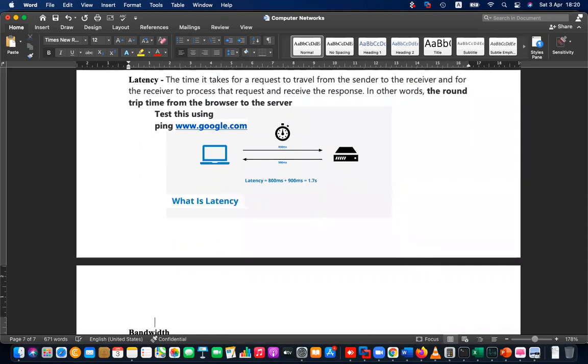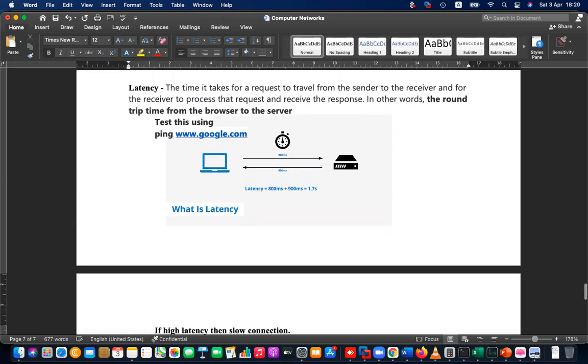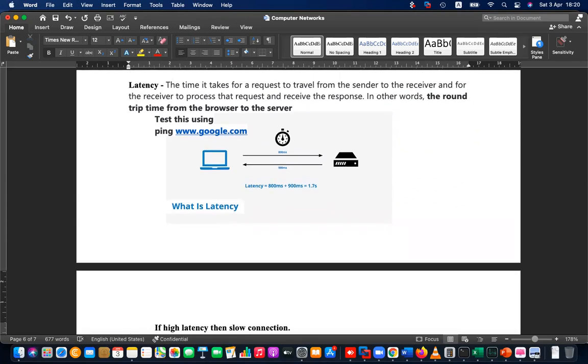So if latency is high, then slow connection. If high latency, as the result, you will get a slow connection. Okay, please write down this.